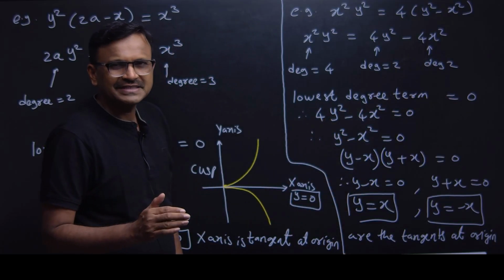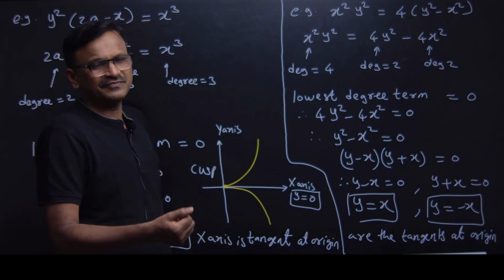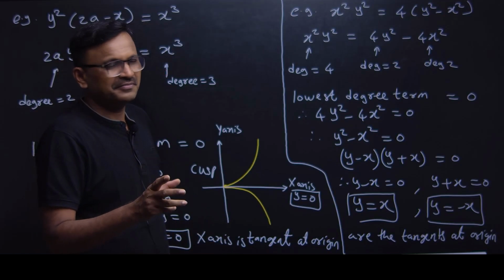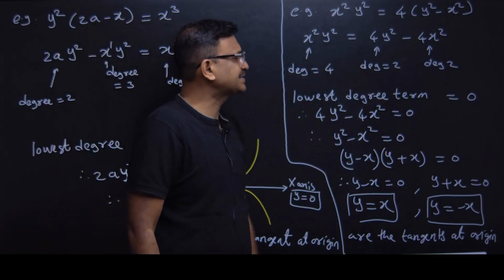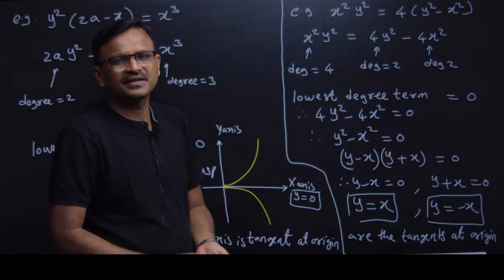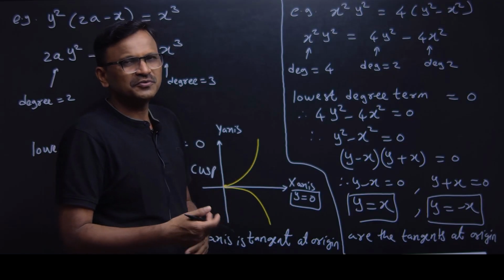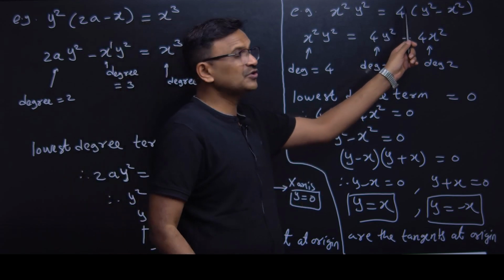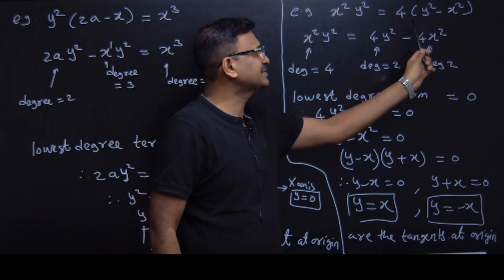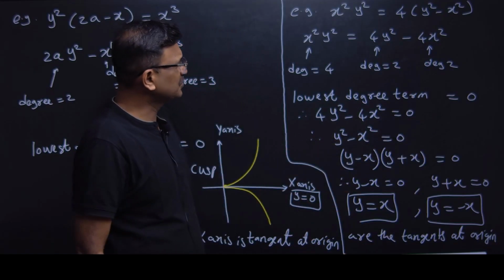Now to find the tangent at origin, we have to equate the lowest degree term with 0. Before that, remember, we can find the tangent here because the curve passes through the origin. There is no absolute constant in the equation. Here 4 is a constant, but it is not an absolute constant because it is multiplied with y square minus x square. So the curve will pass through the origin.